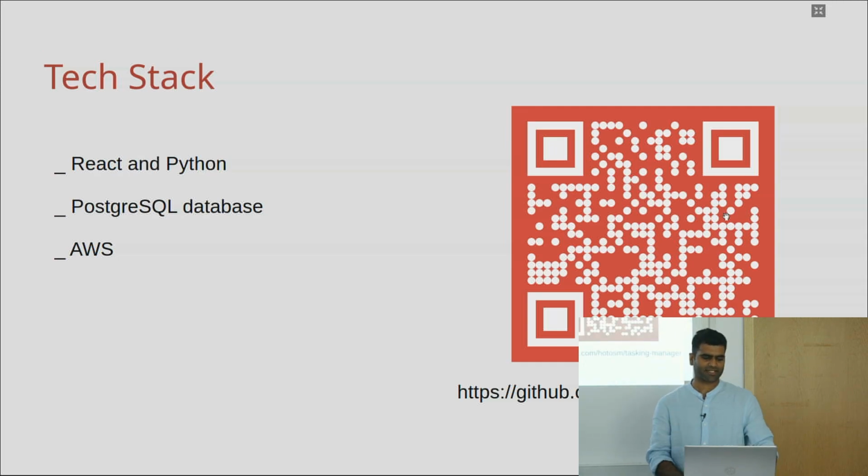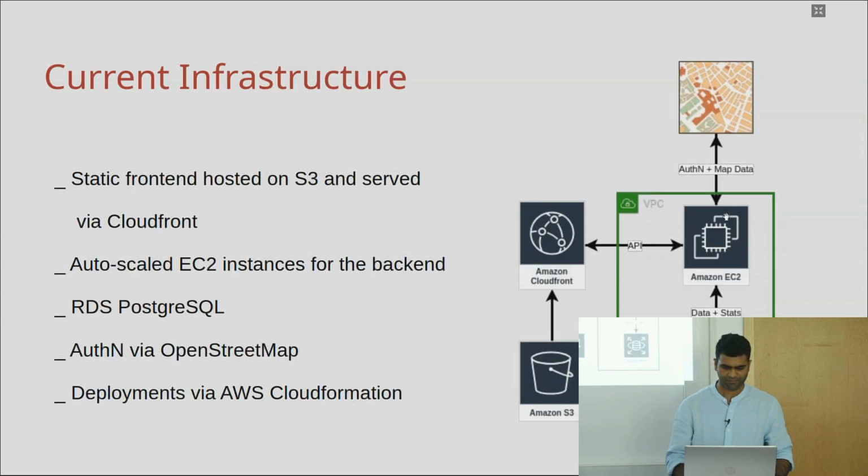Tasking Manager's tech stack is fairly straightforward. It's a React-based front-end and a Python-based back-end, and it's got PostgreSQL for its database needs. Currently, the Tasking Manager, at least the HOT Tasking Manager, is hosted completely on AWS. We'll see what services we use for getting the Tasking Manager up and running on AWS in future slides. So the current infrastructure is fairly straightforward.